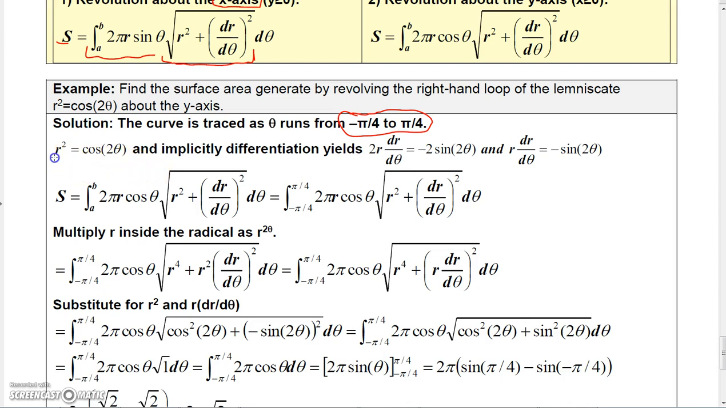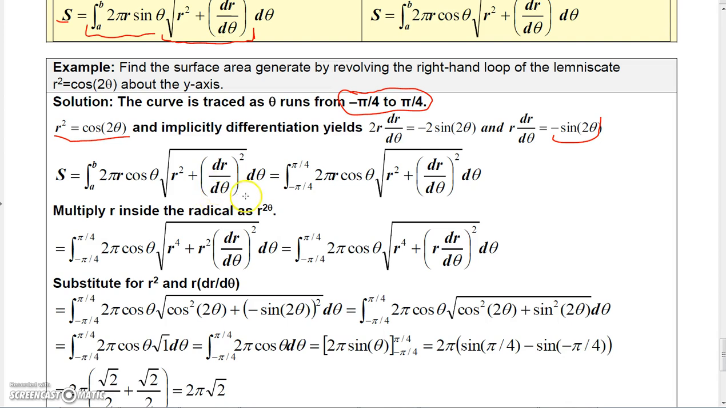Now, the formula is r squared equals cosine 2 theta. Now, we can implicitly differentiate this. So if we implicitly differentiate this with respect to theta, we get 2r dr d theta, and then the derivative of cosine 2 theta is minus 2 sine 2 theta. And then if we divide both sides by 2, we get r dr d theta is minus sine 2 theta. So we'll just hold on to that for a minute.